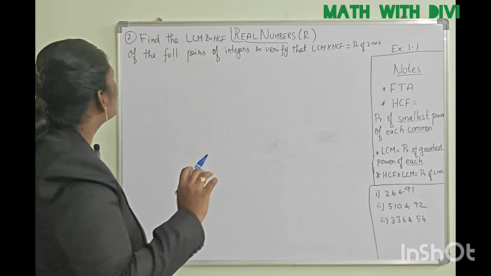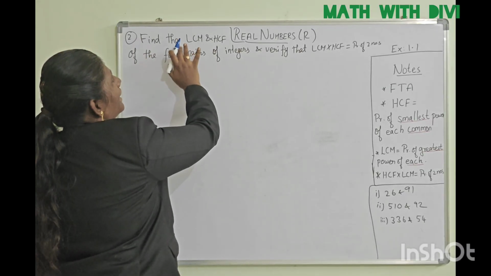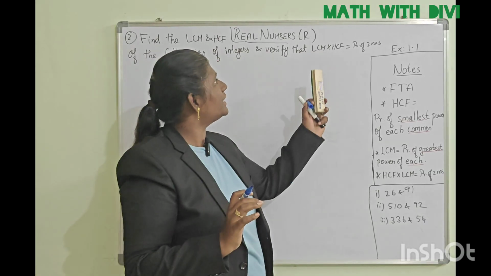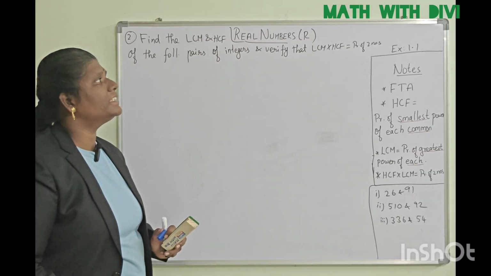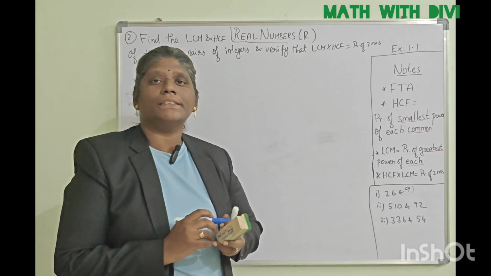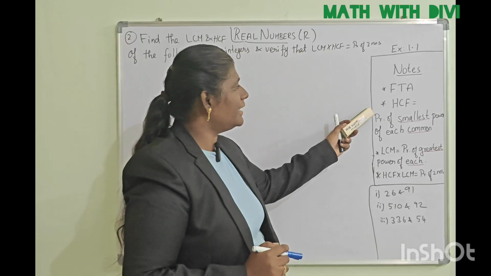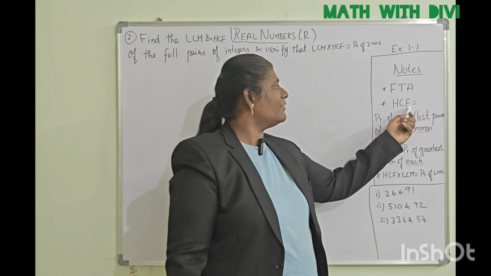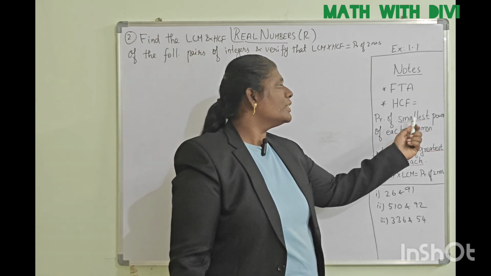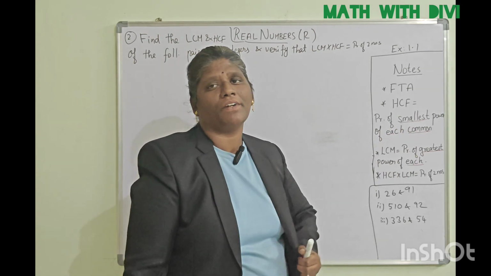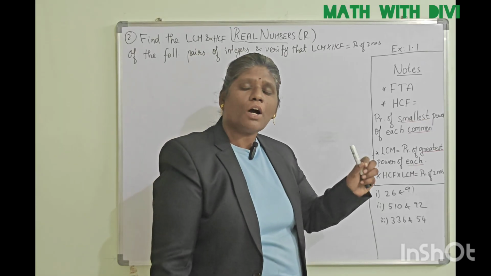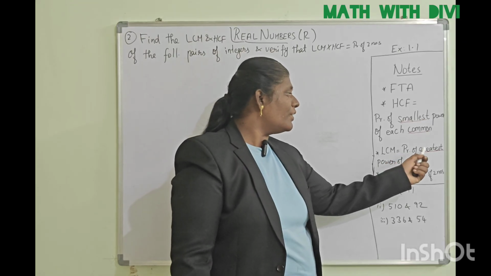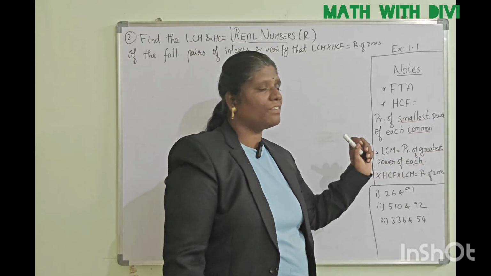Next sum. And the second sum is: find the LCM and HCF of the following pairs of integers and verify that LCM into HCF is equal to product of the two numbers. So before that, I want to explain the next three keys. Second one is HCF is equal to product of smallest power of each common factor. Okay. LCM is product of greatest power of each factor.